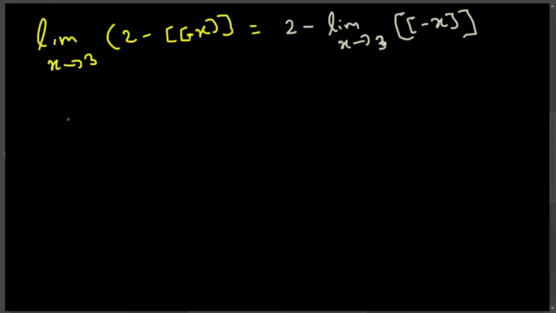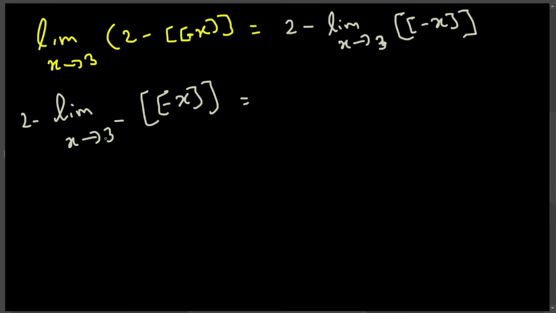Here I'm going to take the left side first. The limit as x approaches 3 from the left side, 2 minus, I put it in the front like we did here, the greatest integer of -x. Here we have to have a number coming from the left side close to 3. That should be 2.9 something. Then I plug it into this equation, and that becomes -2.9.